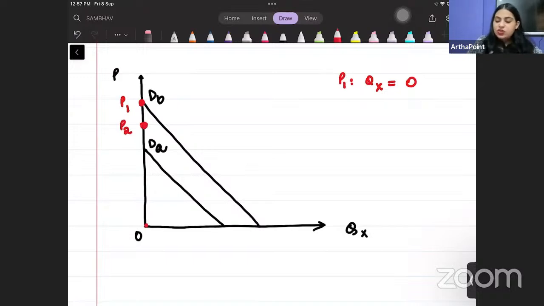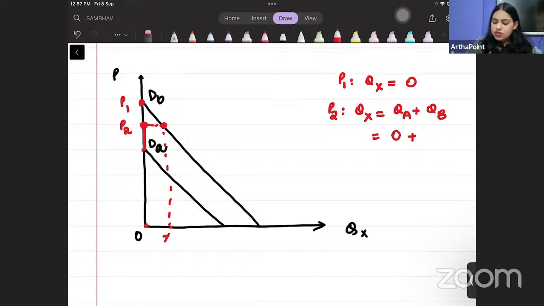At P2, individual A's demand is still 0, isn't it? He is not demanding anything. And individual B is demanding these many units. So at price P2, the total demand in the economy is demand by A plus demand by B. A is demanding 0 units, B is demanding some units, let's say XB. So the total demand in the economy will be XB.